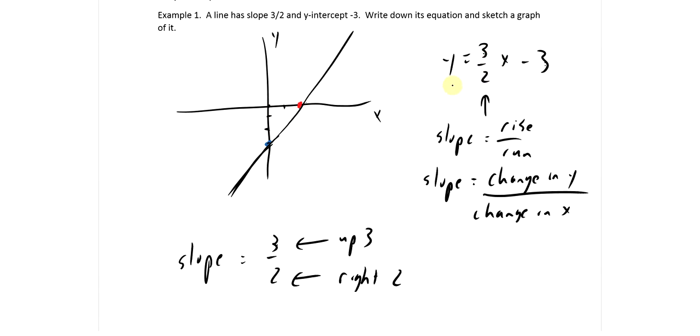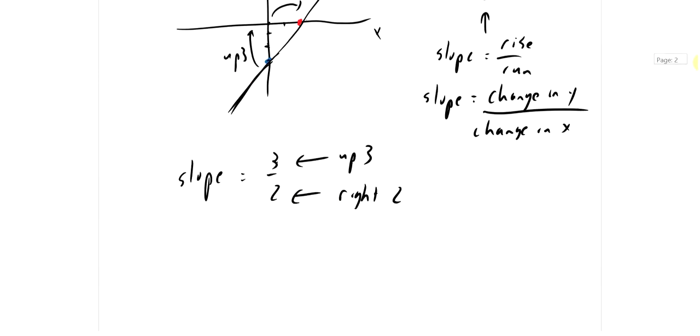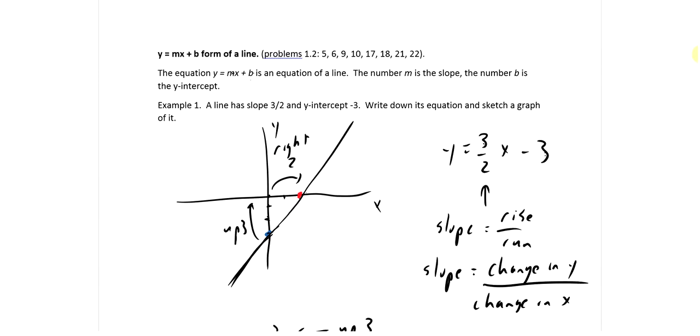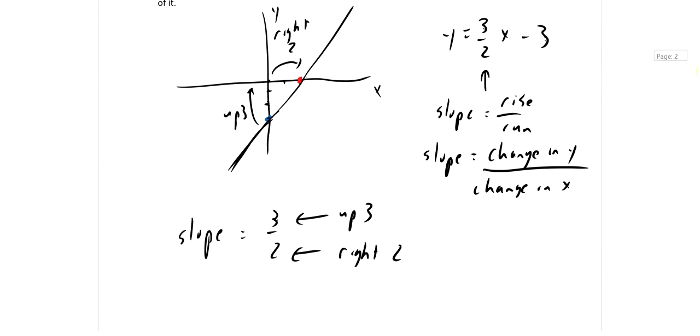So up 3 and right 2, 1, 2, 3, 1, 2, and that gives me another point on the line. And once I have 2 points on the line, I can draw the line. So that's what M and B stand for.